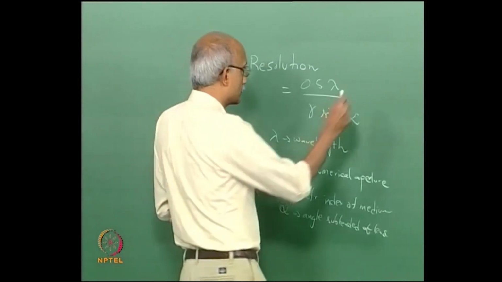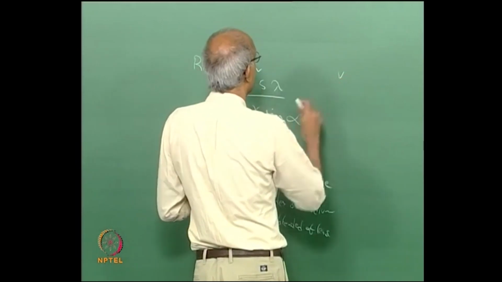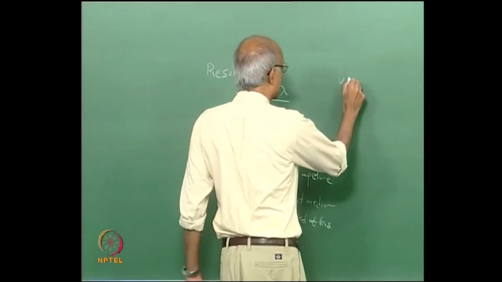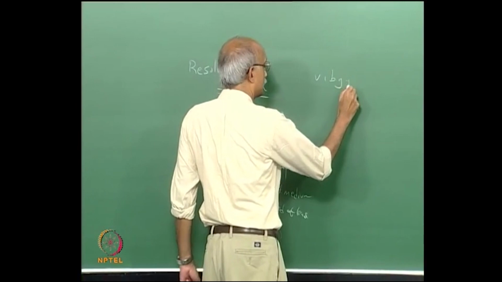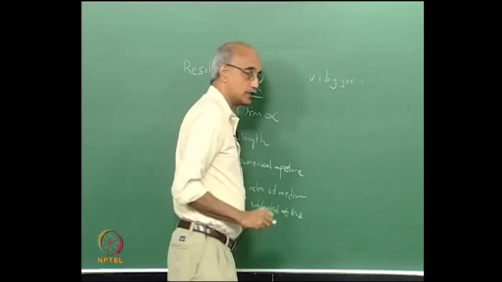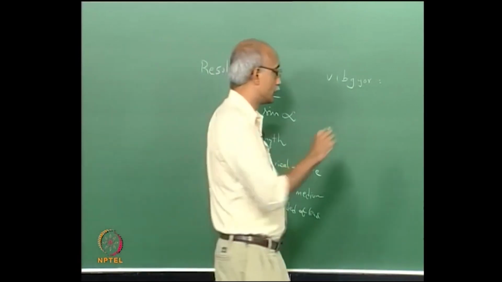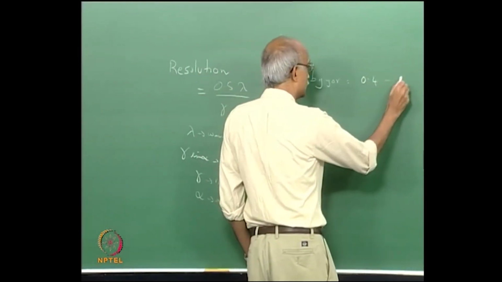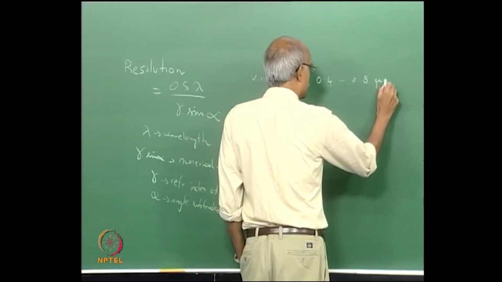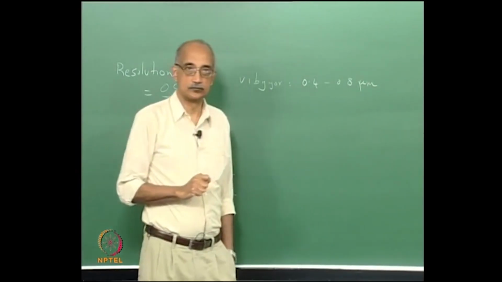So, if you look at the range for normal visible light, it ranges from about 0.4 to 0.8 microns, right.